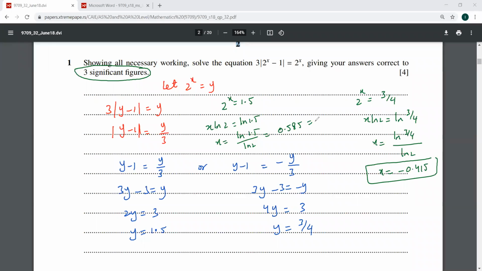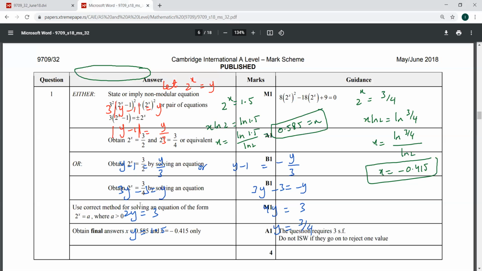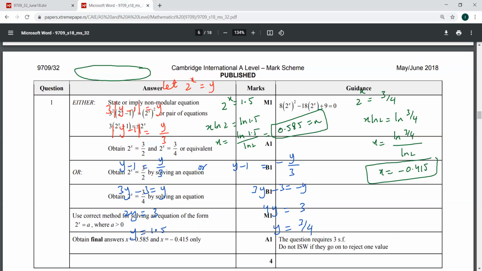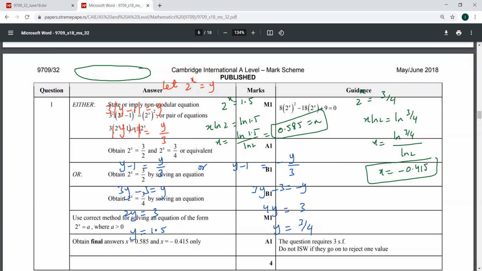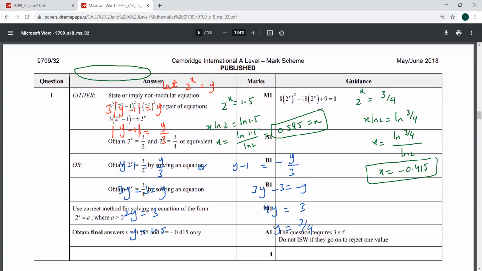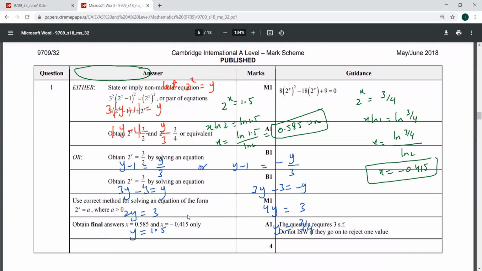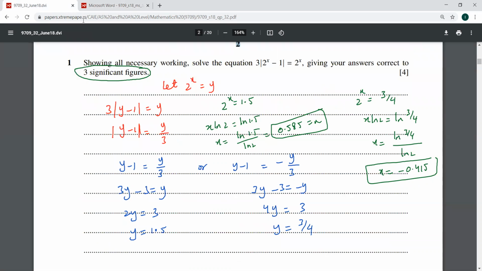Let's check the answer quickly. I have the marking scheme with me. So minus 0.415, and where is the other one? Okay, this is 0.585. Okay, so 0.585. Yeah, so both the answers are correct. Okay, well, let's move on to the second question, guys.